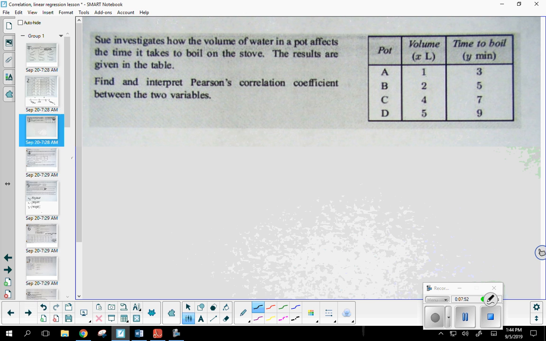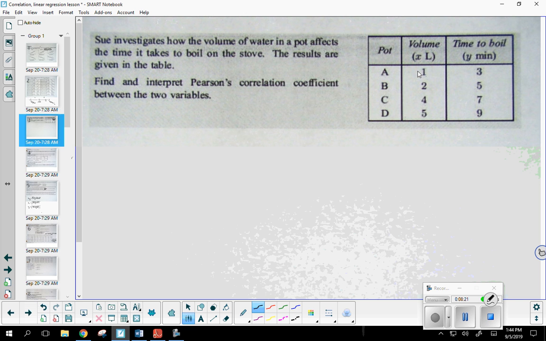All right, well, here's what we're going to do. You don't have this, but go ahead and jot this down someplace. You don't have to jot down the problem. Really, the data is what's most important here. Sue investigates how the volume of water in a pot affects the time it takes to boil on the stove. The results are given in the table. 1 liter of water took 3 minutes to boil. 2 took 5, 4 took 7, 5 took 9. And what we're hoping to do is find out what the correlation coefficient is.